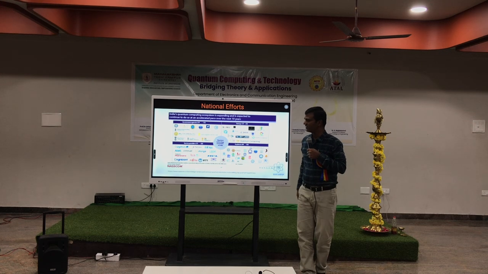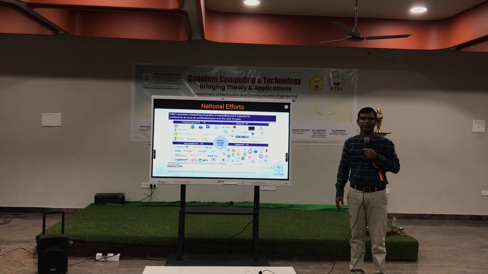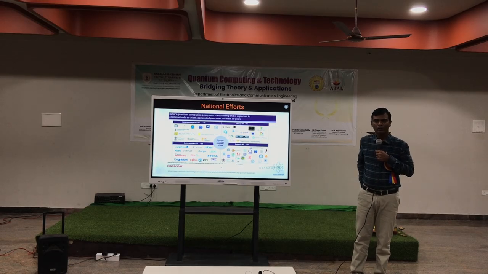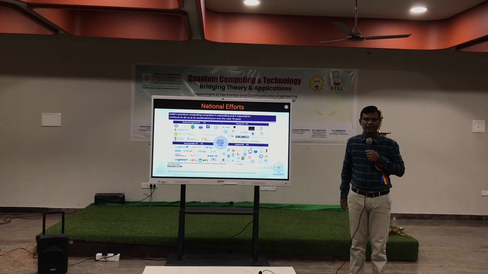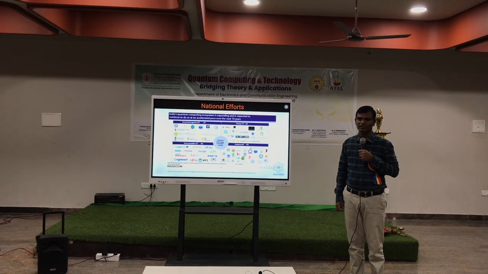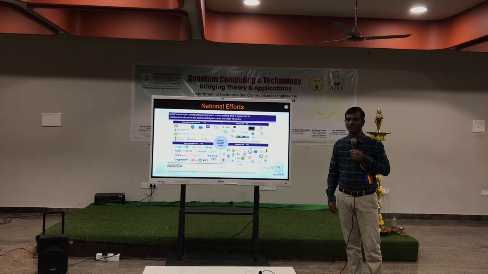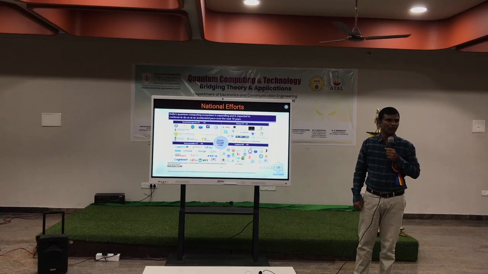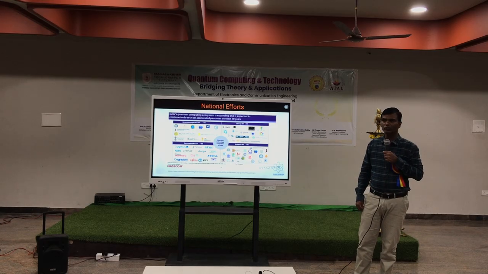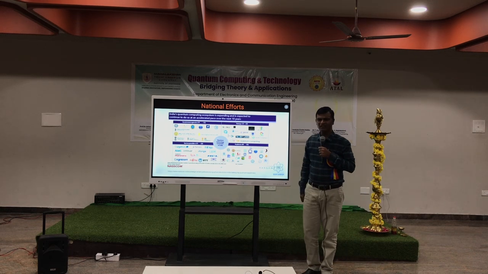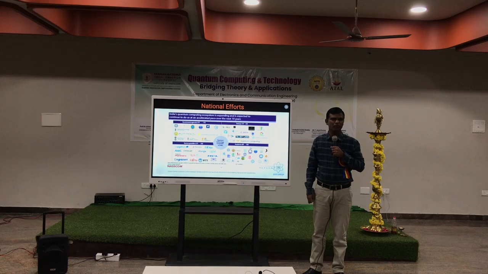And this is how India's government is spending. They are spending $1.5 billion to prepare students to build the quantum workforce and quantum research, just like how software engineers are there. Similarly, the government is aiming to prepare the quantum workforce, keeping in view the future demands. The government of India is spending $1.5 billion.